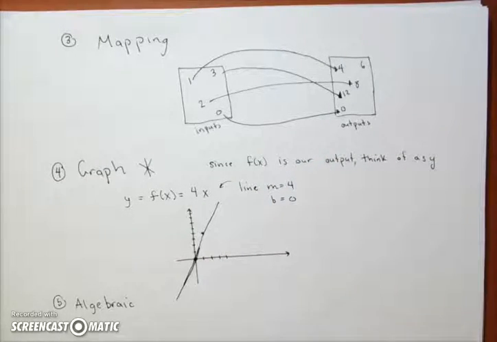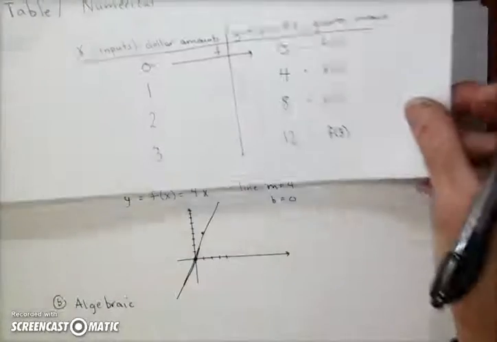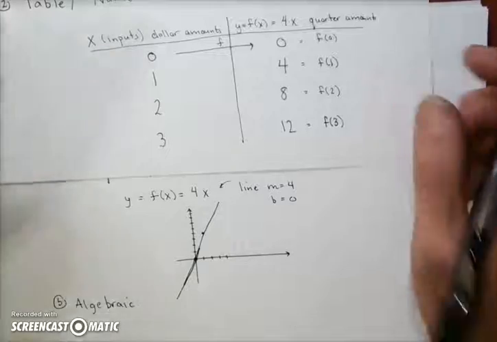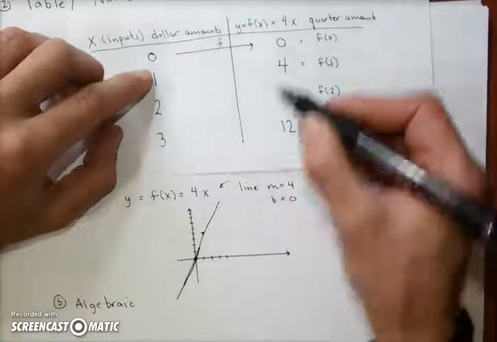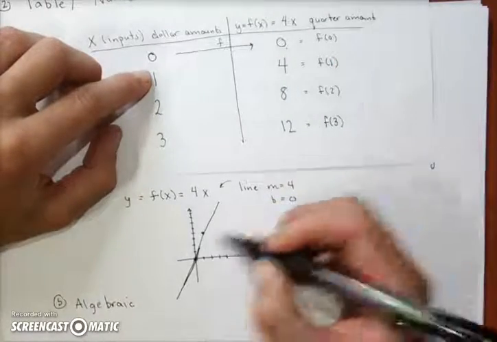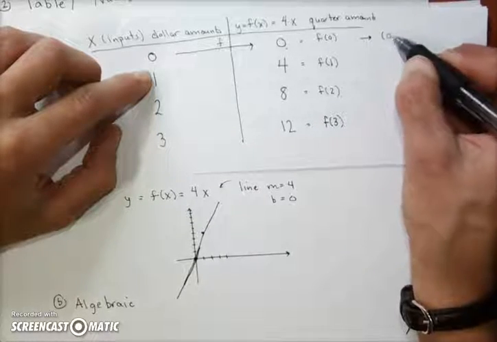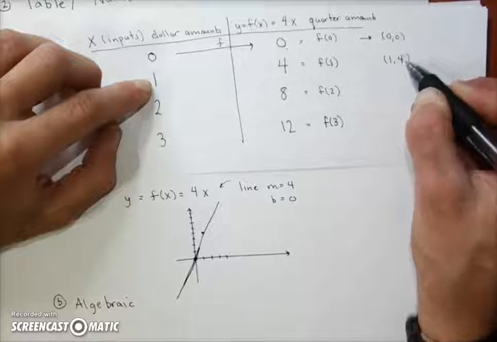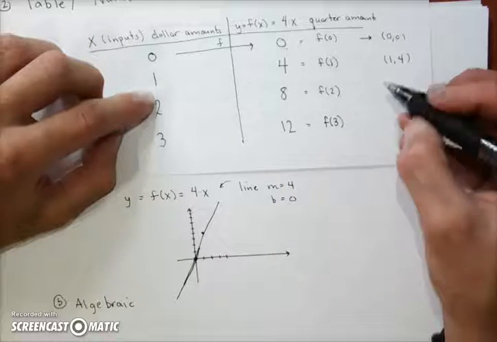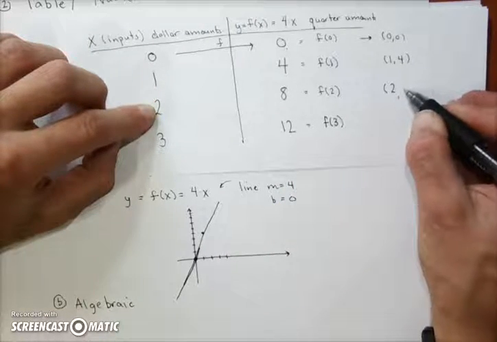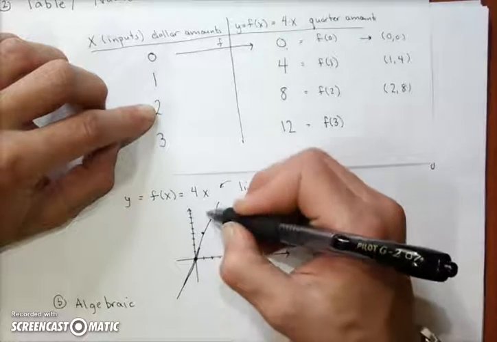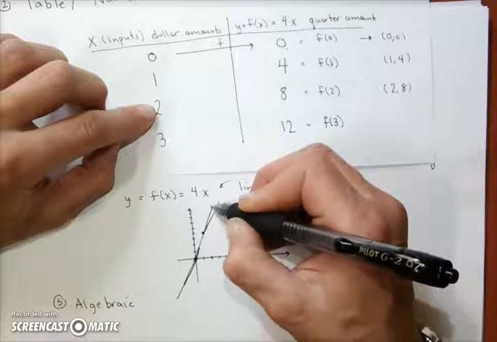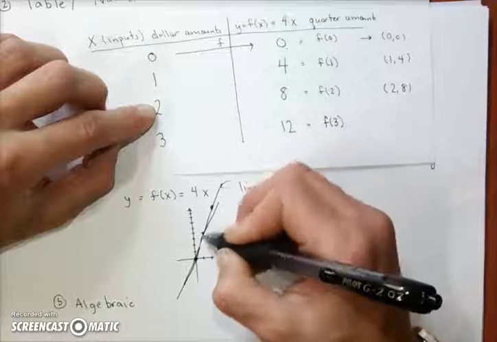Another way to get this graph is by using the table that we just constructed, like before. So I plug in 0, I get out 0, so I plot the point (0, 0). I plug in 1, I get out 4, so I plot the point (1, 4). I plug in 2, I get out 8, so I plot the point (2, 8). It should be up there. And that gives me my line.